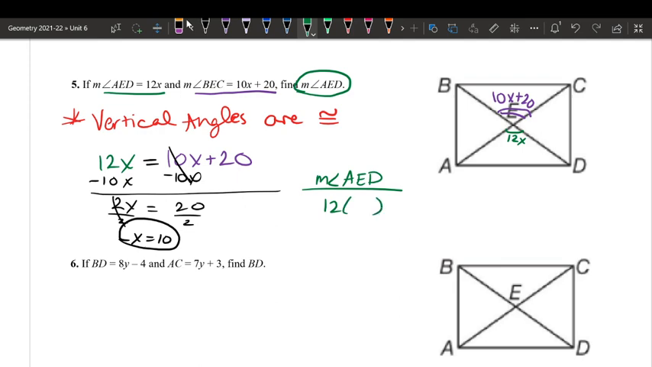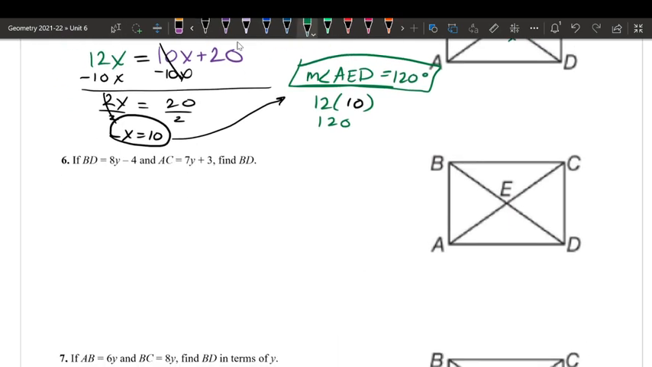Anytime I'm solving for x and I know what x is, I leave a blank set of parentheses and then I plug in the value that I have. So this 10 is going to come up here and go in the blank. So this is 120. So the measure of angle AED equals 120 degrees. So you do have to make sure you're solving for what the problem says to solve for, as always. Is it asking for x, or is it asking for an angle, or is it asking for a side length? What is it asking for?